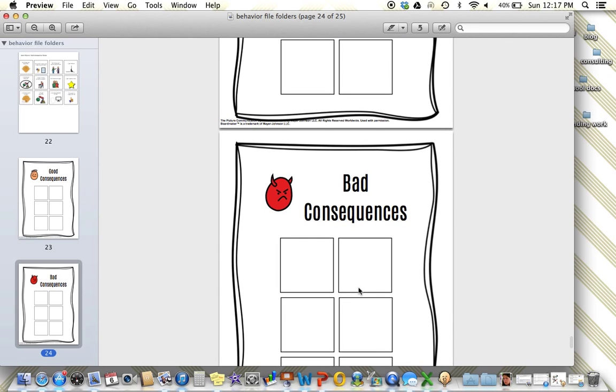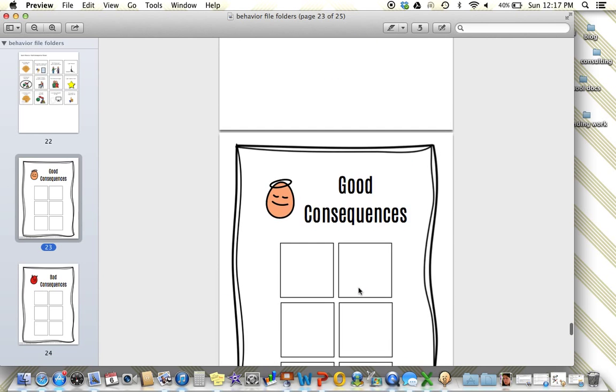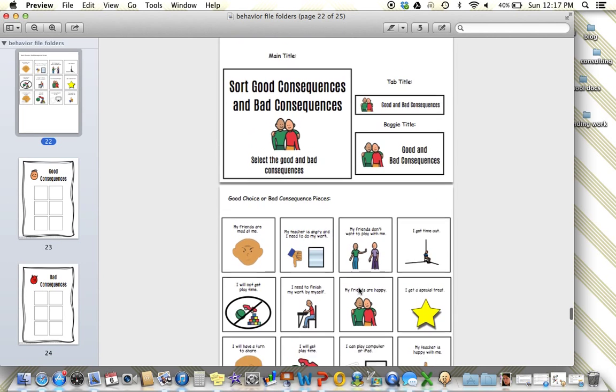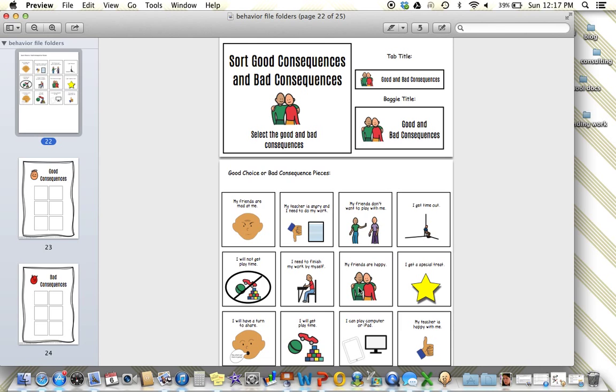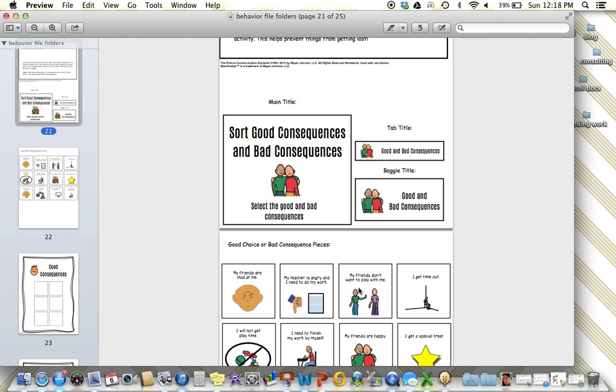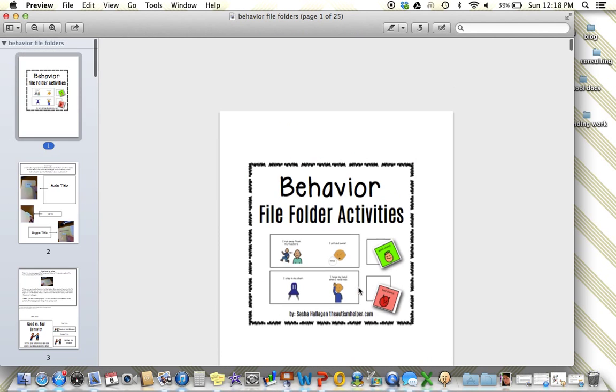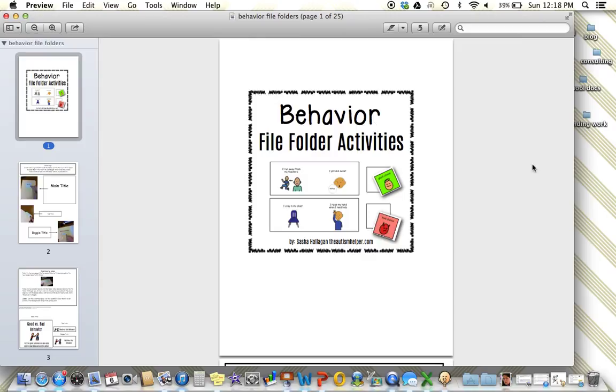So just the repeated practice of identifying these things and sorting these things in multiple ways will help our learners be able to organize their own mind, organize within themselves what these good choices are, what these bad consequences are. There's a lot going on, so being able to work on this repeatedly through these file folder tasks will help them organize their own thoughts and feelings on this. So again, there's 6 different file folders included in this set, all ready to go with the labels and everything.